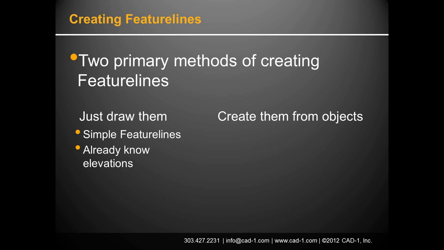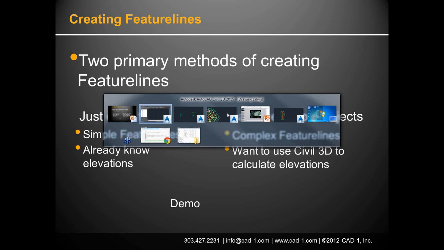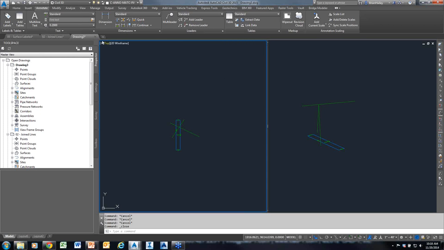If you got complex objects or you don't know what the elevations need to be yet, you know you're going to have to come back and edit those anyways, that's when I typically use the create from objects. And personally, even with the really simple feature lines, I prefer the create from objects. It just seems to work better for me. There's nothing wrong with the just draw them way of doing it. You know, different people like different things. All right, so let's see a couple of ways of creating feature lines. So let me switch back over here to Civil 3D. I'll go ahead and close out of this drawing.